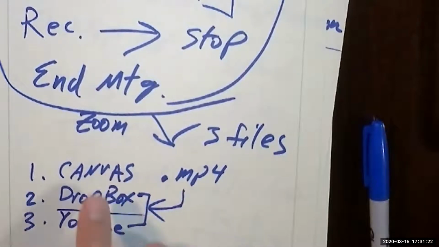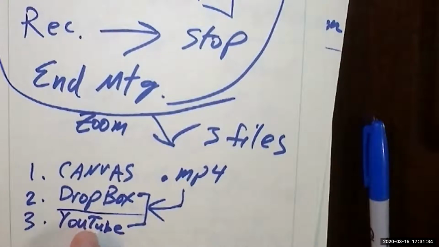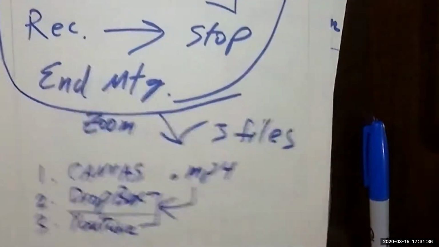Then you can upload it directly to Canvas if you want. I would discourage this because Canvas does have limited storage and you can fill that up. DropBox is a better option because DropBox was built to store things. And what I'm going to show you today is how to do this into a YouTube video.